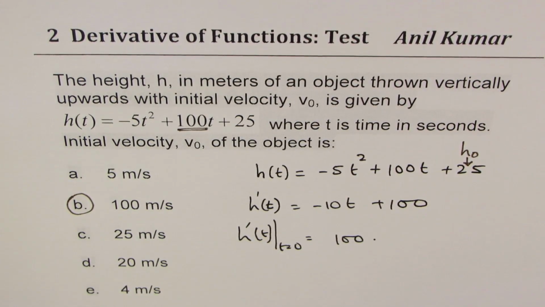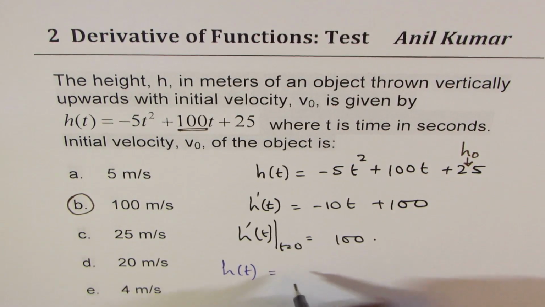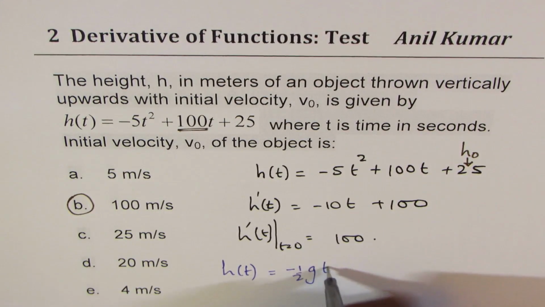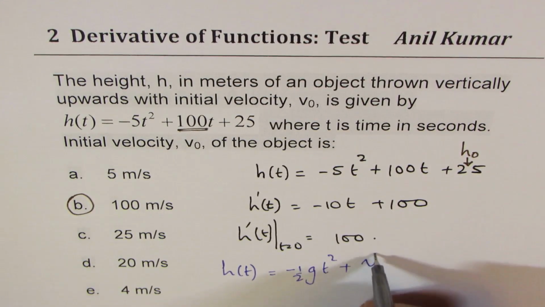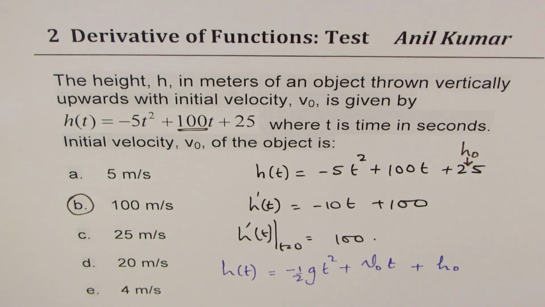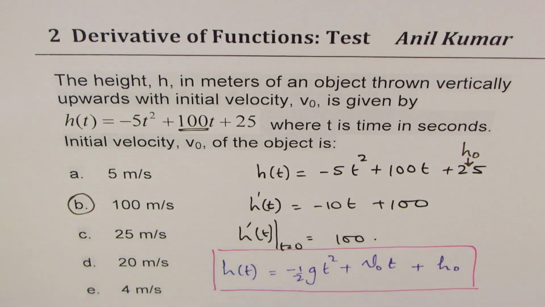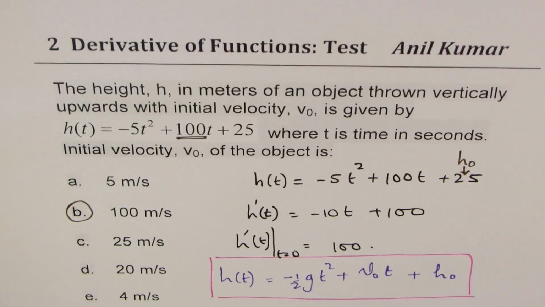So in any equation like the one given here, normally it is minus half g t squared plus initial velocity times time plus initial height. So in general, this equation is like this. If you compare it with this equation, I think you can immediately find the solution, right?